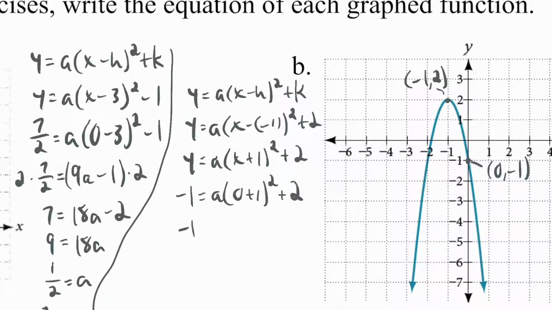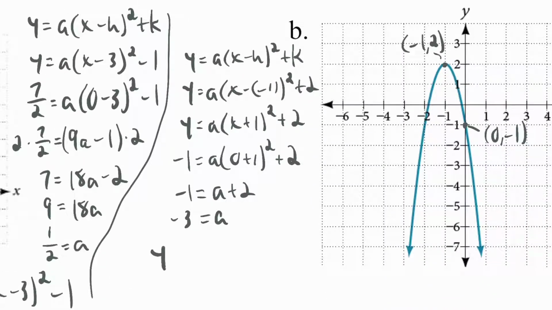Okay, so I get -1 equals, well, a plus 2. Subtract 2 on both sides. And I get -a. So that means that y equals, or -3, sorry. A equals -3. So y equals -3 times x, I'm going to go ahead and write plus 1.